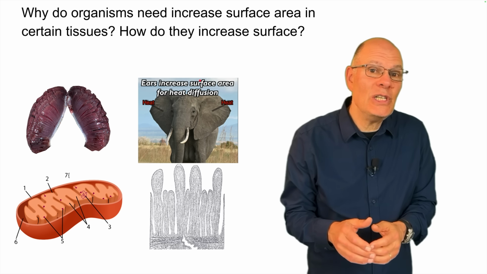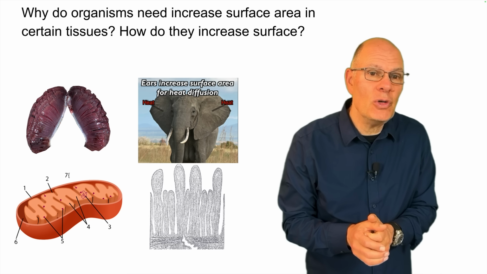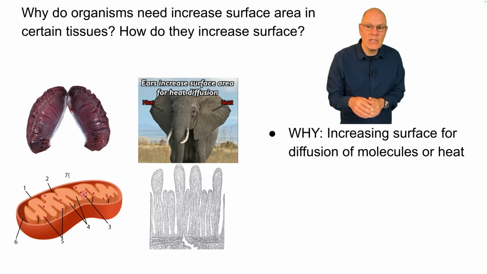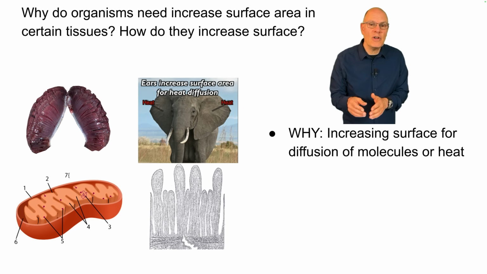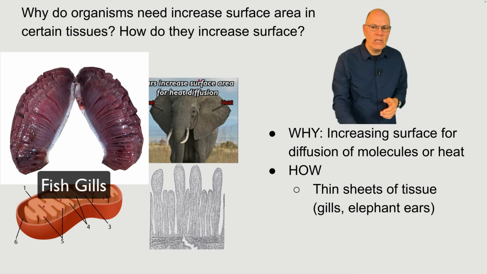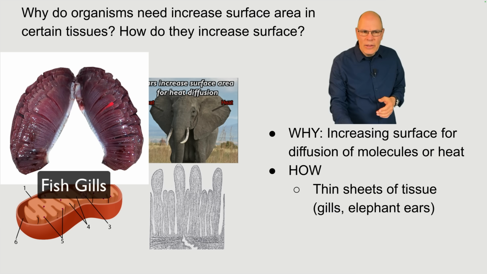Why do organisms need to increase surface area in certain tissues? How do they do that? The why is in order to increase the surface for diffusion of molecules or heat. How? You can have thin sheets of tissue, like these thin sheets that make up the gills of a fish that have been dissected out. That's for increasing the intake of oxygen and the diffusion out of carbon dioxide.